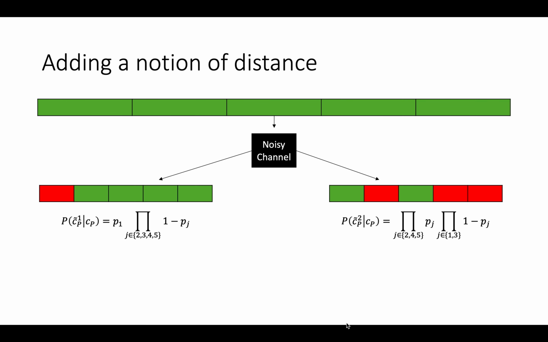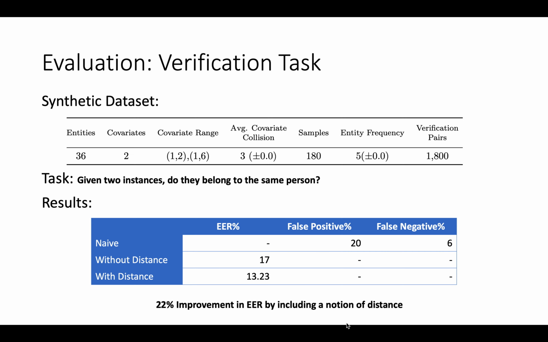So, adding a notion of distance. Basically, we consider that the classifier modifies each covariate in the covariate vector independently of each other, which means that if the noisy channel corrupted only one feature, that feature vector has a higher probability compared to another feature vector in which multiple features were corrupted. With this modification, we applied the framework to the same synthetic dataset proposed by Shah et al. And we obtained a 22% improvement in equal error rate compared to their numbers.